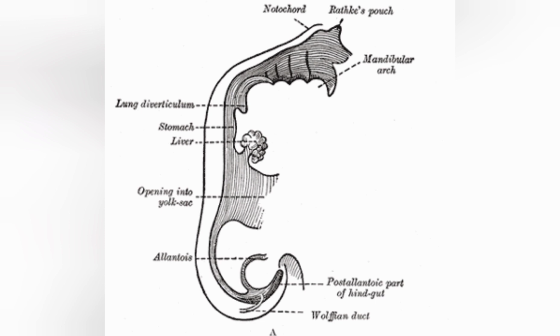Embryologically speaking, pituitary is ectodermal in origin, and an embryological precursor called Rathke's pouch is connected to the pituitary embryonic development.